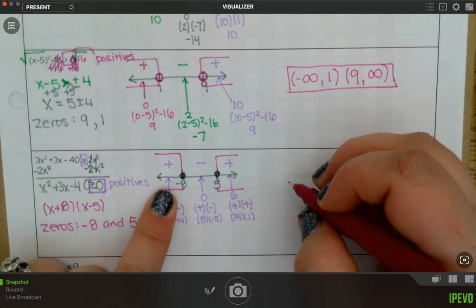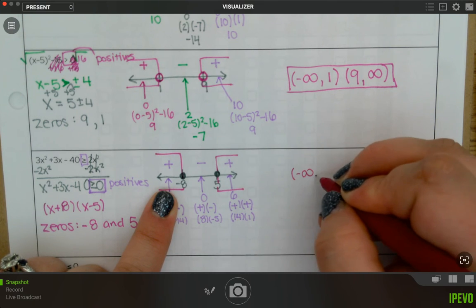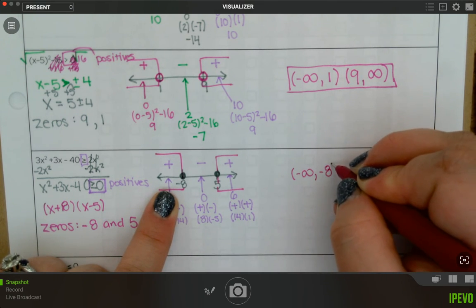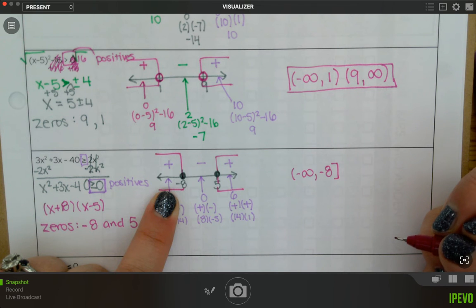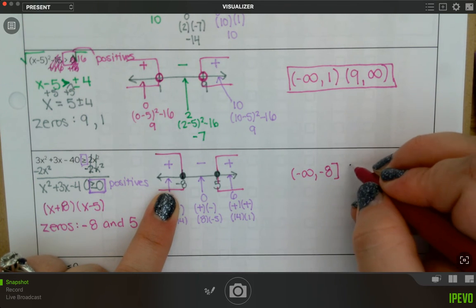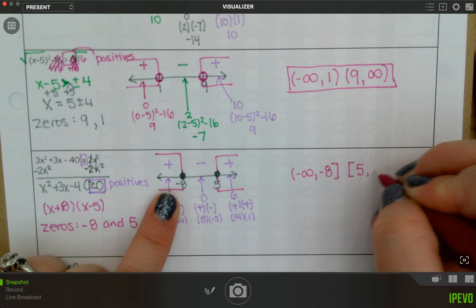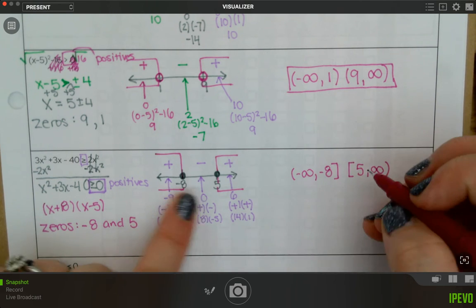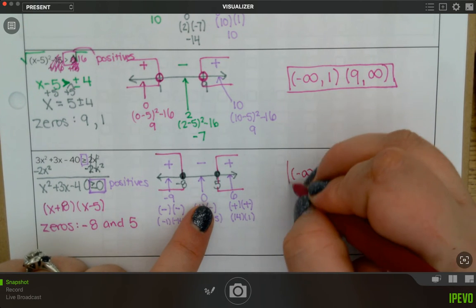So over here, negative infinity to negative 8. But use a bracket because it's a closed circle on the 8. And then 5 to infinity. Use a bracket on the 5 because, again, it's a closed circle.